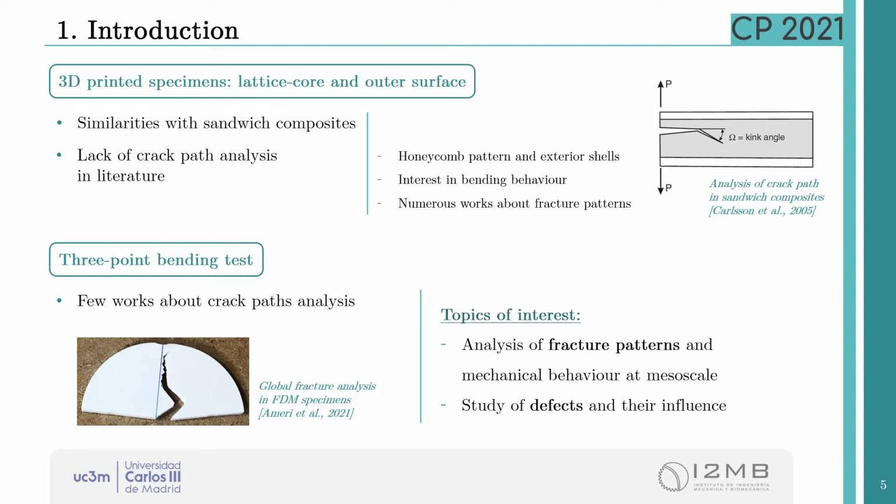There are few works that analyze crack paths in 3D printed specimens, like the article below, but that studies this subject from a global view. Therefore, it's needed the analysis of this type of specimens in detail. So, two topics that we consider very important in this research field are the analysis of fracture patterns and mechanical behavior at mesoscale, and the study of defects and their influence.